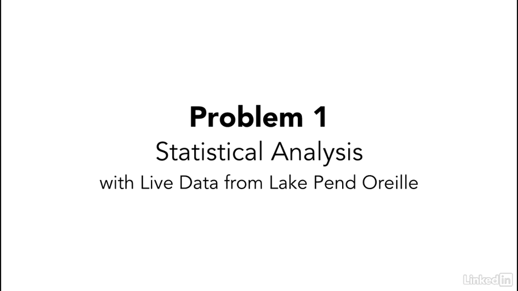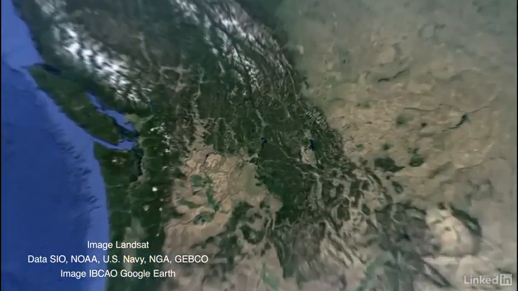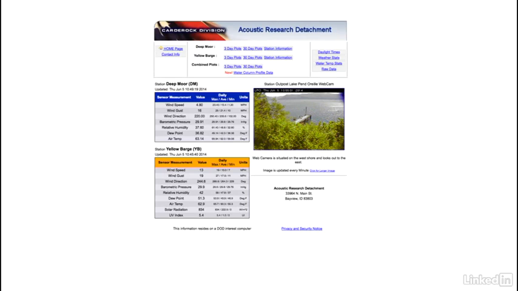In this problem, we'll use weather data collected by the U.S. Navy from Lake Pend Oreille in northern Idaho. Lake Pend Oreille is the 5th deepest freshwater lake in the United States, and it's so deep, in fact, that the U.S. Navy uses it to test submarines. As part of that testing, the U.S. Navy compiles an exhaustive list of weather statistics: wind speed, air temperature, barometric pressure.